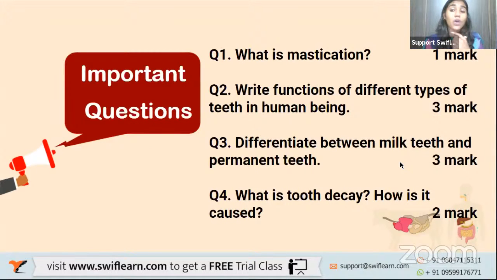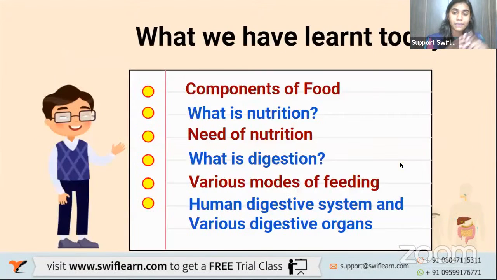How is it caused? If you don't maintain oral hygiene. How do you maintain oral hygiene? By brushing your teeth, right? Regularly, once in the morning and once at night. If you don't take care of your teeth, there are chances you get cavities. Food particles can get stuck in your teeth, which can cause cavities.